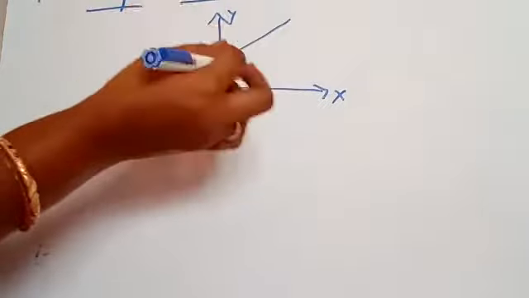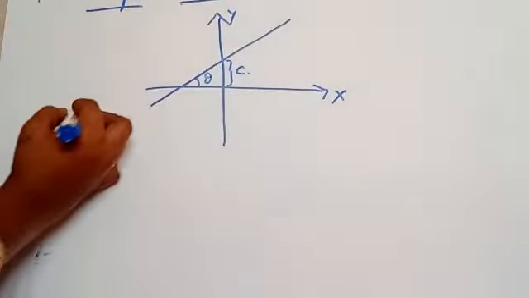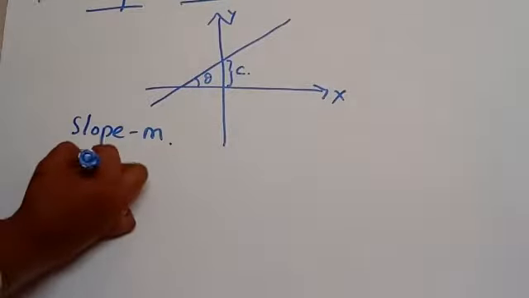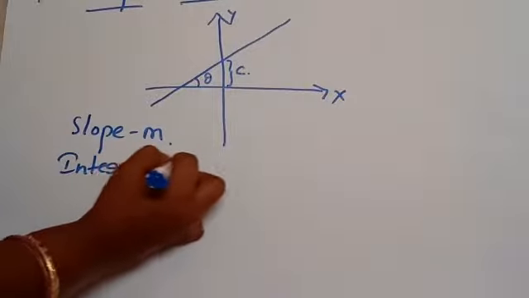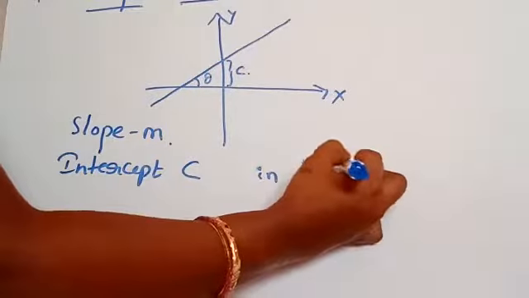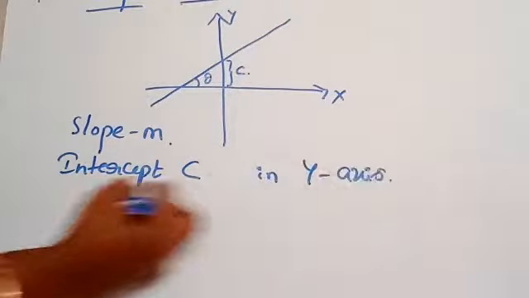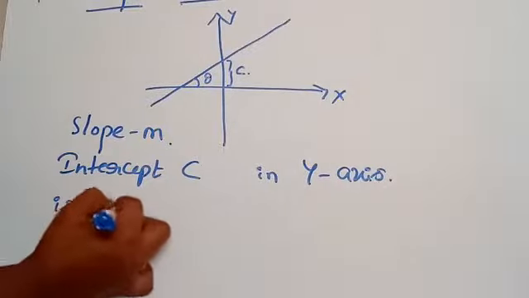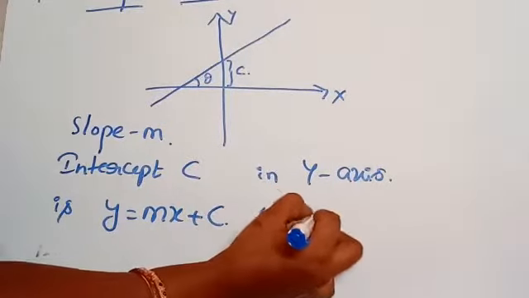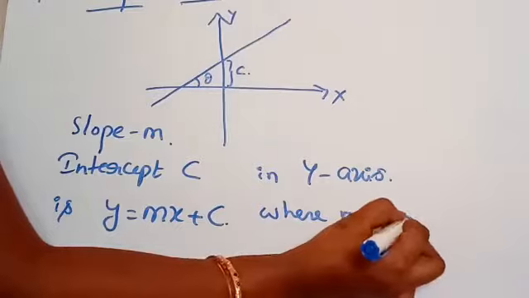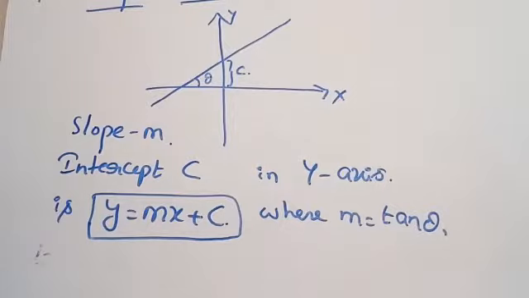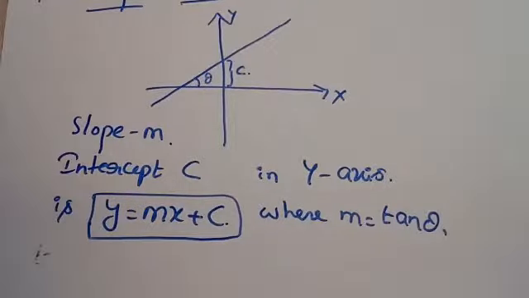The equation of the line having slope m and making an intercept c on the y-axis is y is equal to mx plus c, where m is equal to tan theta. This is the formula for slope intercept form. Let us see one example for this slope intercept form.